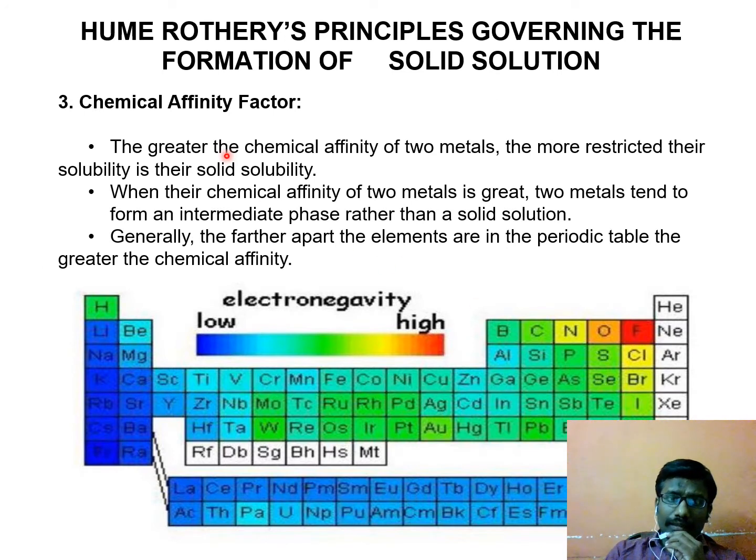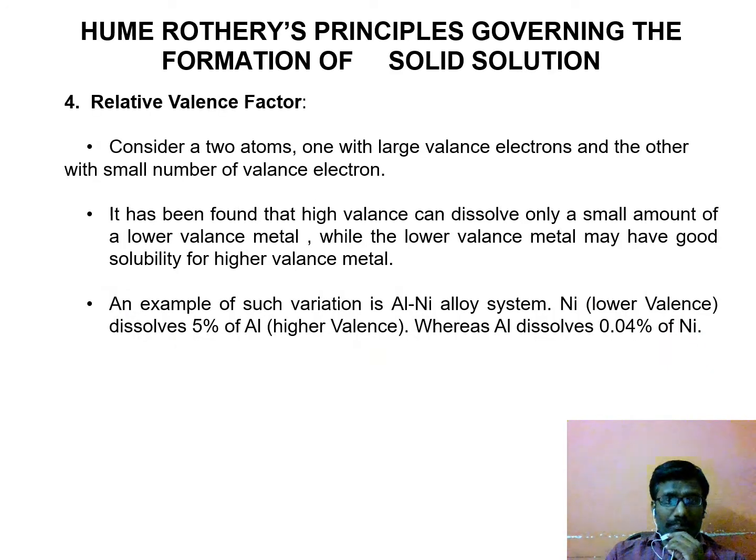Next one is the chemical affinity factor. The greater the chemical affinity of two elements, the less possible it is to form a solid solution. If the chemical affinity of two metals is less, we can form the solid solution. Otherwise it will form an intermediate phase. So this is about chemical affinity.